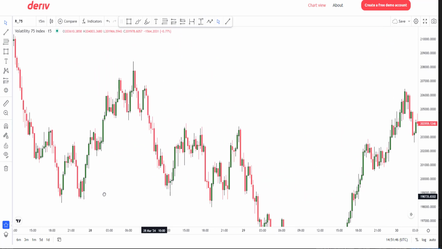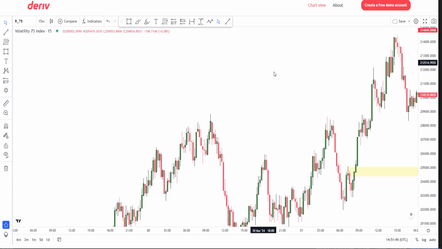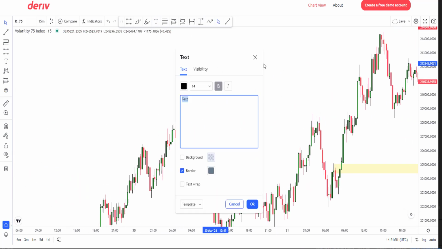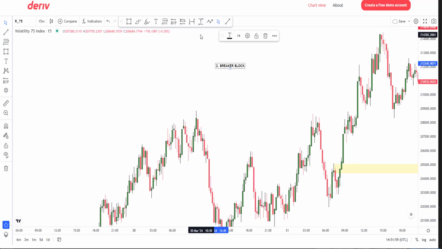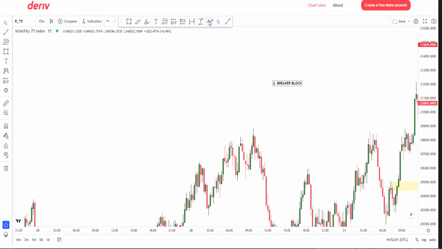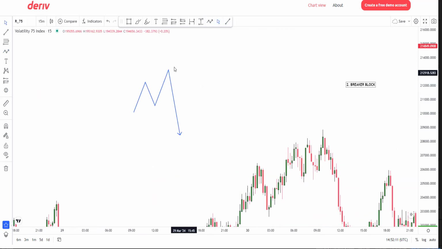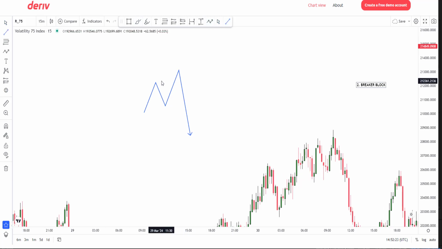Okay, so the second thing is a breaker block. All right, the second thing is a breaker block. So what is a breaker? The simple difference between a mitigation block and a breaker is that a breaker will have to sweep liquidity. Both of them are in this pattern, M formation. Remember, in the mitigation block, we did not have this guy pushing above the left-hand side. This is a bearish breaker block.